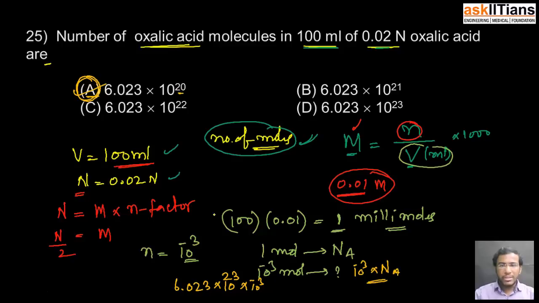So see how you are able to solve this question. For calculation of the molecules or atoms, you require moles. You have to see how you can obtain the number of moles from the given data. That is where your intelligence plays a role: how you can get what is required from the given data. If you understand that, the question is pretty simple. So this is question number 25, and let's move to the next question.